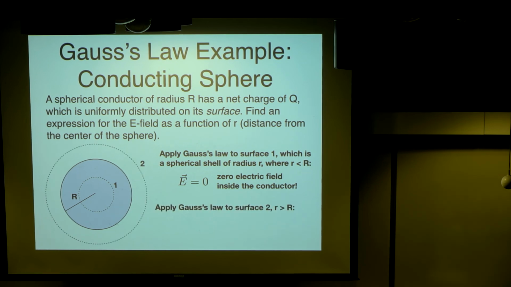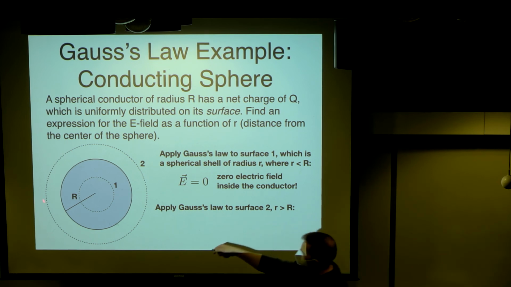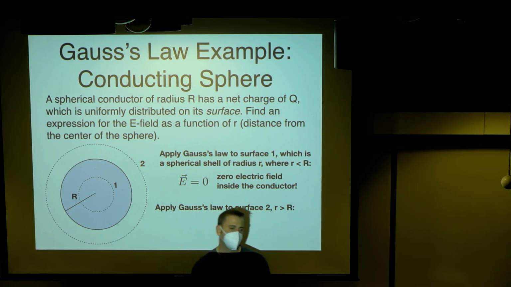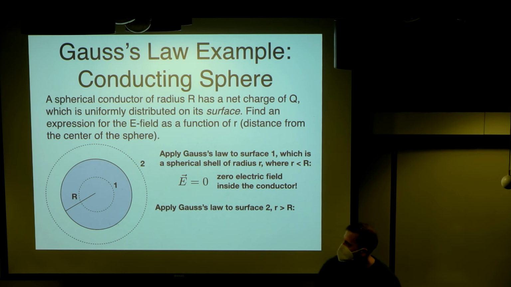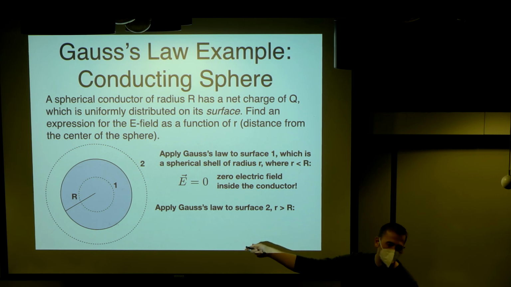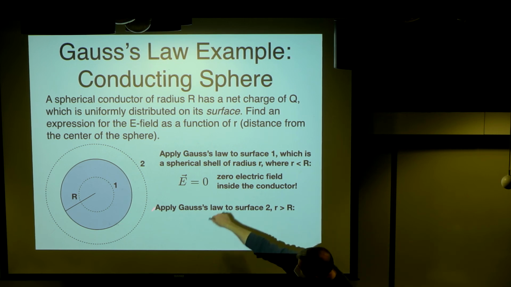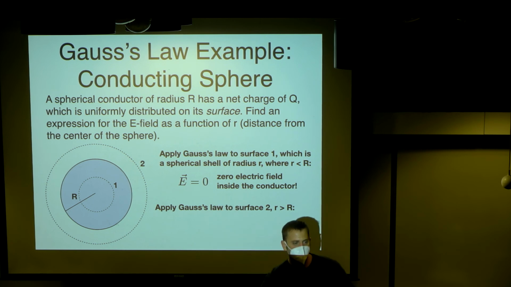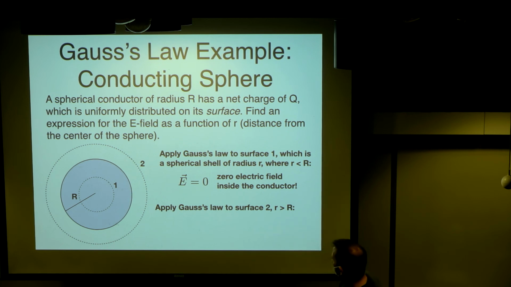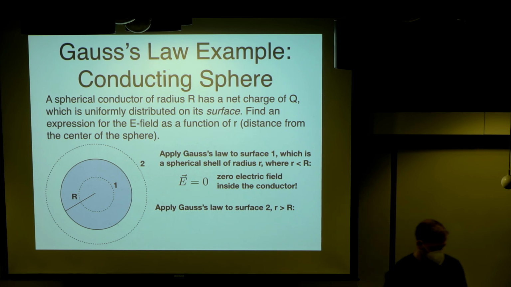Now let's do surface number 2, which is outside of the conductor. So here we can't just say the E field is 0, because now we clearly are enclosing some amount of charge, right? How much? Q, right? Just whatever charge is on the outer surface here. With Gaussian surface number 2, we're enclosing the whole thing, okay? Make sense? We're enclosing the whole thing this time. So now we actually have to do some work, so let's go through that work.